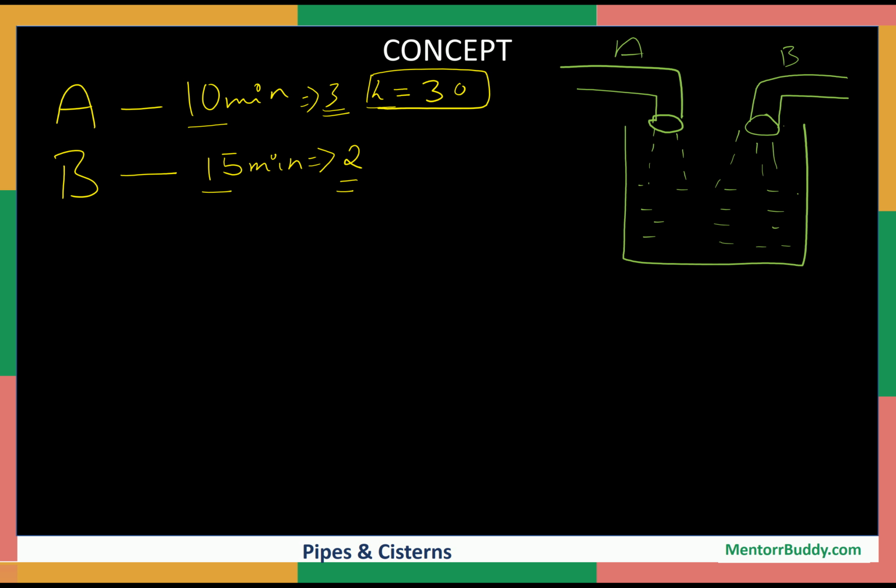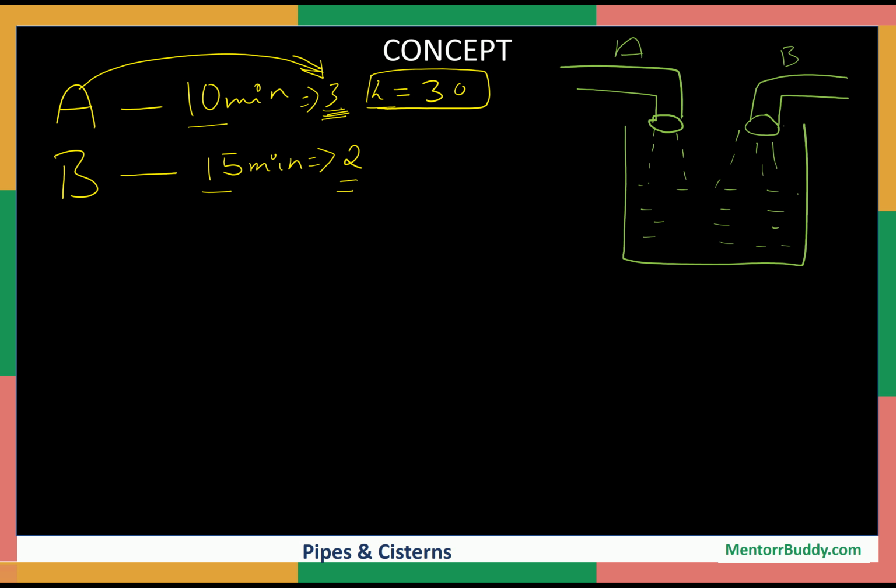Like in time and work, where a man is doing some work, here the pipes are doing the work. So whenever we take LCM, it is the total amount of work, or the total capacity of the tank. Now you can cross verify it. If the efficiency of pipe A is 3, the amount of work done by pipe A in 1 minute is 3. It takes 10 minutes to fill the tank, so the work done in 10 minutes is 3 multiplied by 10, which comes out to be 30.